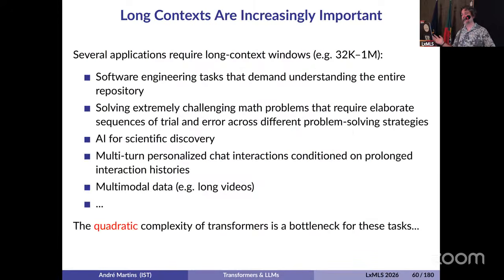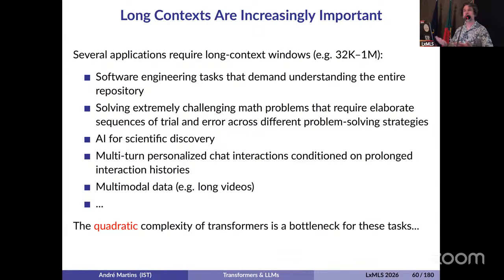There are many applications that require long contexts. For example, think about software engineering tasks where we need models that look at an entire repository, which can be quite big. Or if you are solving an extremely challenging math problem, for example, in the last few days there was some proof of the Jacobian conjecture, right? That was done by an LLM. So solving problems of that kind requires a lot of tokens being generated, conditioned on prior attempts, trial and error. If you start doing reasoning, then your context size is going to increase substantially.